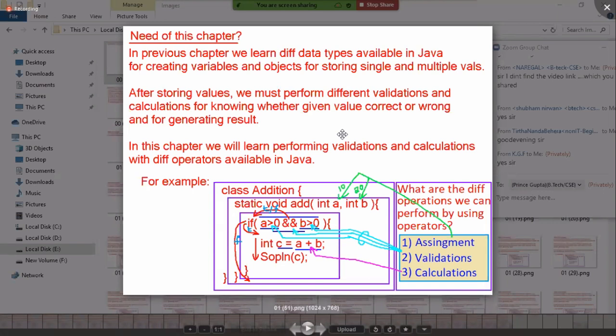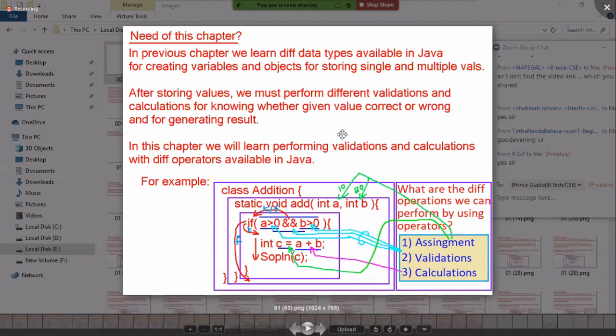Can you tell me, c equal to a plus b, is this also an assignment operation? Yes, this is also an assignment operation. So generally assignment operation will come at 2 levels. Number 1, storing the value. Number 2, in the calculation also we will do assignment. At the beginning assignment will be there, at the end also assignment will be there.